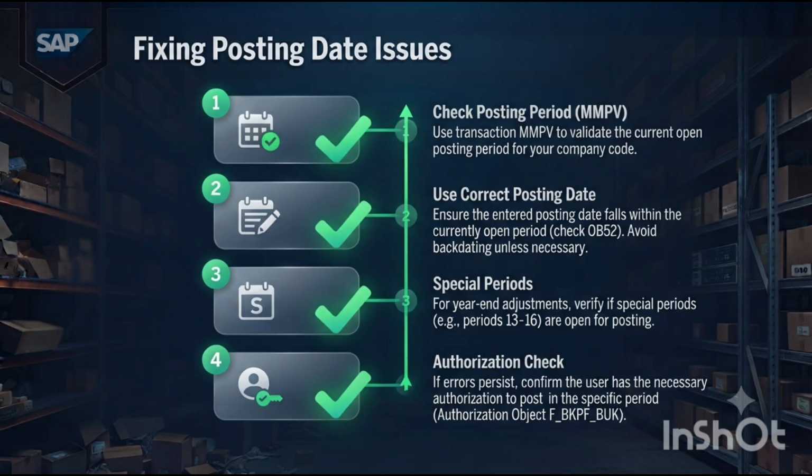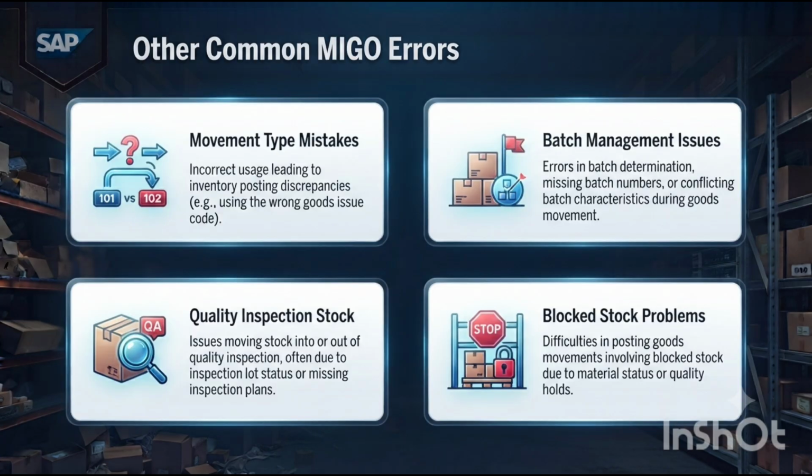Besides stock quantity and posting date, there are several other frequent errors such as incorrect movement types, batch management problems, quality inspection stock handling issues, blocked stock problems, and errors related to serial numbers. Each of these can suddenly stop warehouse operations and create backlogs.